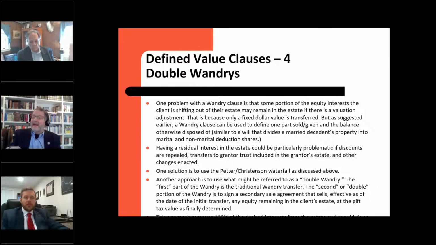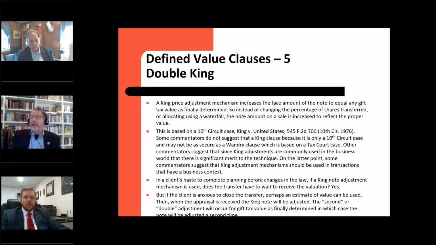If I had this double Wandry in a transaction, we need to find out, was there a gift tax value adjustment? When the audit period ends, and that's going to be years from now, right? We need to really try to find out if the clients come back periodically. Okay, the statute of limitations has run on the audit. We believe you had adequate disclosure. Let's do a simple document terminating that secondary sale agreement as unused. We need to pay attention to all these little things.